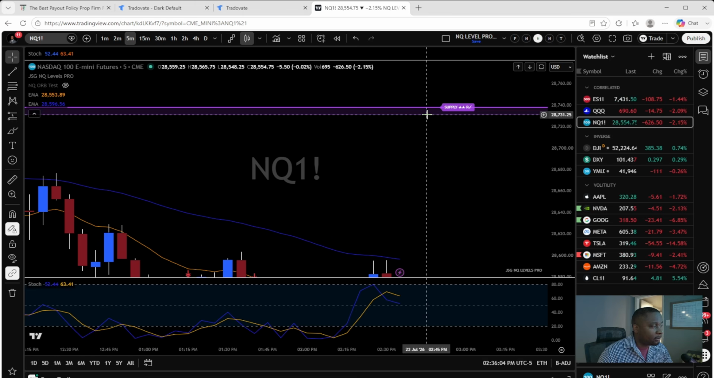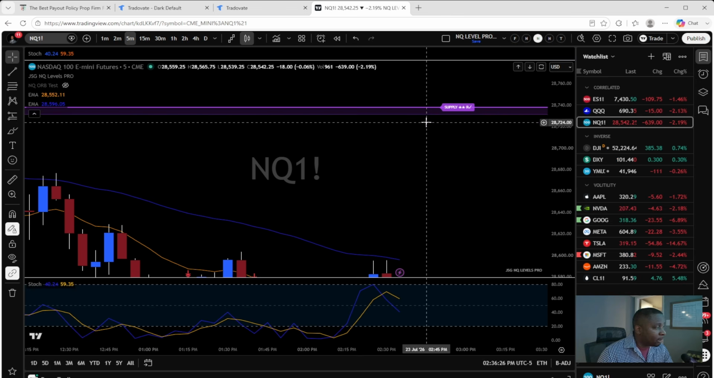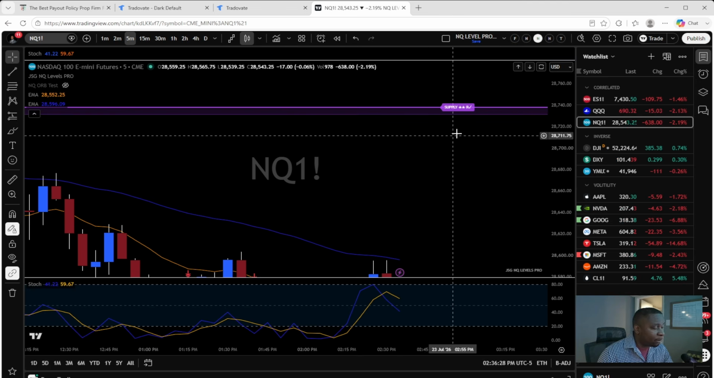So from here to here is 10 points. But I know that if it sweeps past this level right here, then more than likely it's going higher. So I'm able to put on a high probability trade right here, expecting it to go lower. But if it breaks through, I can put my stop right here at 28,739, and I've only risked 7 points. So this is a low risk, high probability trade.